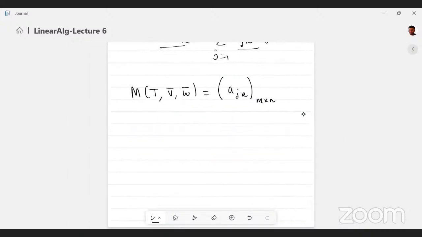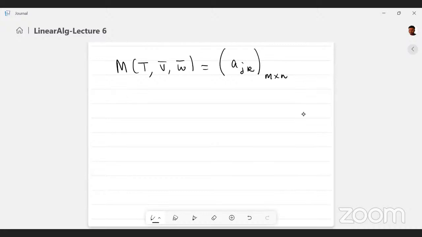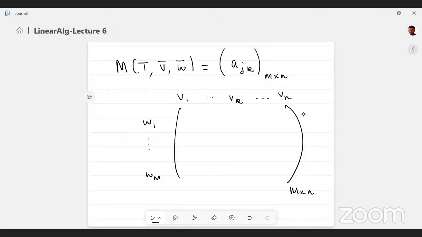If you want to visualize how it will look, you take W1, etc., Wm as rows, and then you form this m by n matrix. So you have V1, etc., Vk corresponding to the columns. The kth column entries are filled by these Ajk's. So this is A1k, A2k, and so on, and then Amk. This will be the kth column.